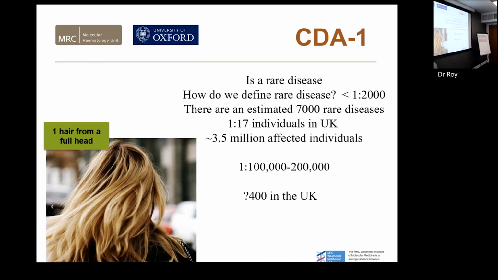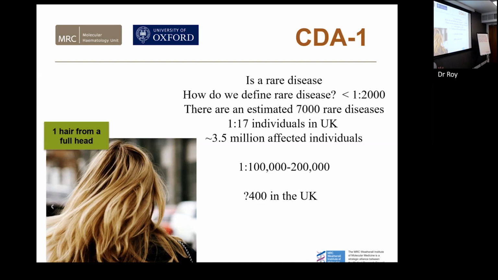Now, what do we define as a rare disease? It means somebody that if it's less than 1 in 2,000 individuals, and we probably all know from Rare Disease Day that 1 in 17 individuals in the UK is living with some sort of rare disease, which is 3.5 million affected individuals.